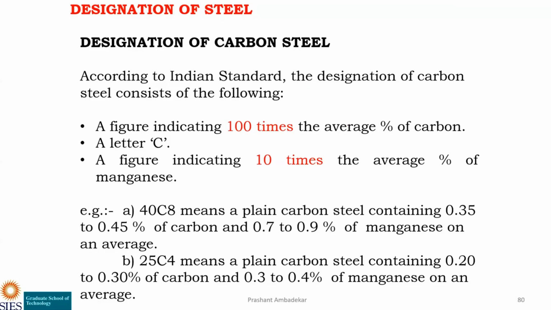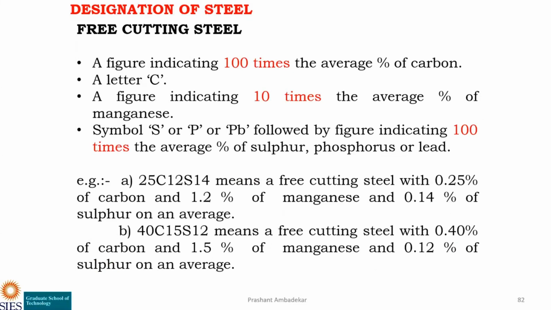Let us see the example here. You can directly see the example 25C12S14. So if you ignore this S14 part, then what will we read? We'll read it like this: 25C12, and 25C12 can be easily understood as a plain carbon steel. Correct? So 25C12 is plain carbon steel, and it is followed by S14. It means it is a free cutting steel. Is it clear? So this S14, or in the second example you can see S12, distinguishes the plain carbon steel from the free cutting steel.